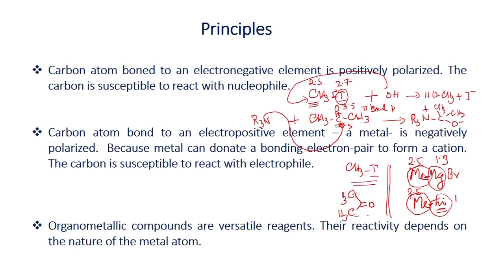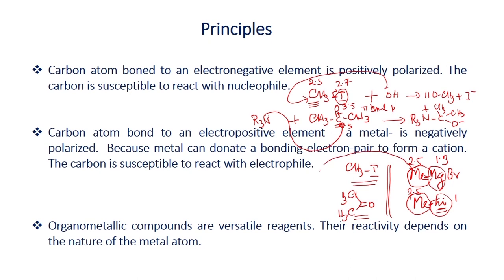Now, if you look at these two substrates, methyl iodide and acetone, and take the first one, the Grignard reagent methyl magnesium bromide, since the carbon is nucleophilic in nature, it can undergo a substitution reaction with methyl iodide, as we have seen earlier. Now, you will be able to generate ethane as the product. If you take acetone, it can undergo an addition reaction as we have seen earlier, and you will be able to generate tertiary butanol as the product. Similarly, methyl lithium also will undergo a substitution reaction with methyl iodide and an addition reaction with acetone, and you will be able to get ethane and tertiary butanol as the products.